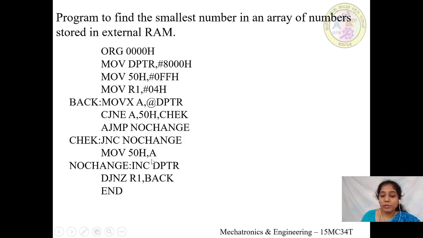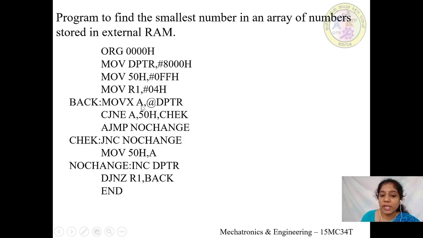Now, we have to check with the next number. It will go to increment DPTR. It will point to the next. And since we have checked with one number, so what we have to do? We have to decrement the count value. So DJNZ R1 comma back, it will decrement 4 to 3 and check whether they are equal to 0. If not, then it goes back.